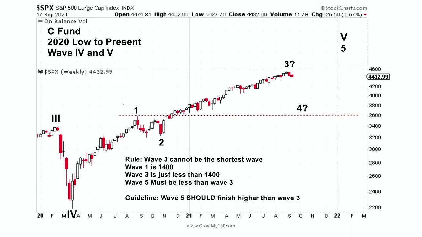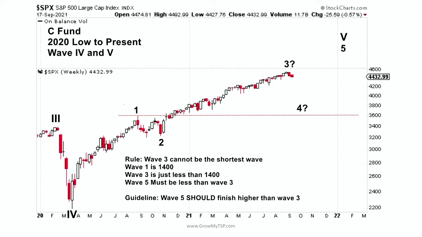So again, wave 5 usually tops out higher than 3, but that's not a rule. So if 4 gets down here super deep, you only get 1400 points. If wave 5 only came to here and turned over, that'll count. This could be a wave 5. It doesn't have to get above wave 3, but it almost always does.